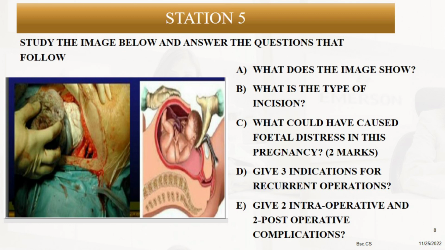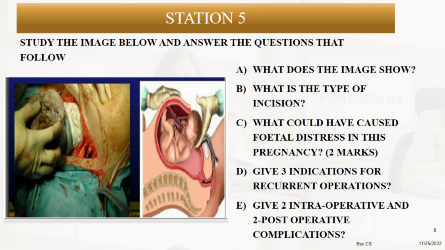So this image shows delivery of a fetus with cord around the neck via the transabdominal route, which is the cesarean section. That's what it shows. Then what's the type of incision?